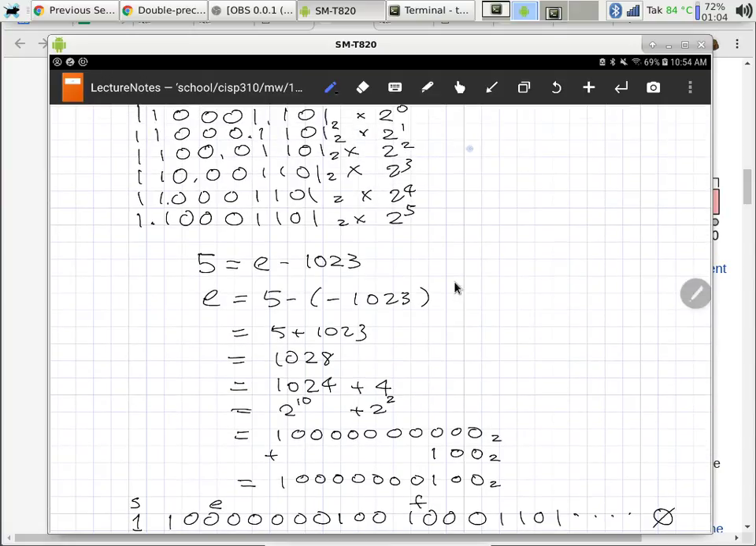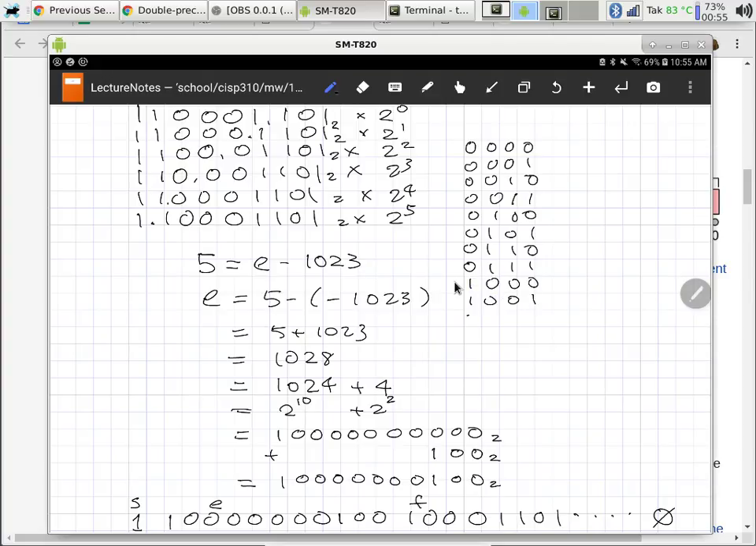So we'll start with bits here. 0000, 0001, 0010, 0011, 0100, 0101, 0110, 0111, 1000, 1001, 1010, 1011, 1100, 1101, 1110, and 1111. Wow, I did not plan for this, it just kind of worked out.